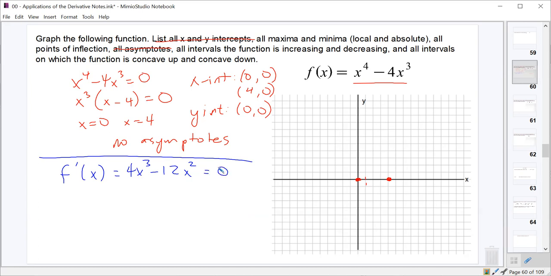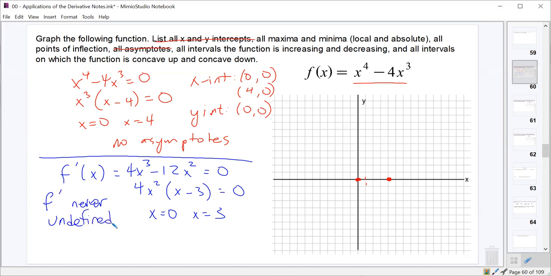So first we'll set it equal to 0. We'll factor out a 4x squared, leaving us with x minus 3. And that'll give us x is equal to 0 and x is equal to 3. And we'll make a note that f prime is never undefined. So we can see that our only critical values are at x equals 0 and x equals 3, which means we'll put them on a sign chart, test values of f prime, to see if f is increasing or decreasing on each interval.